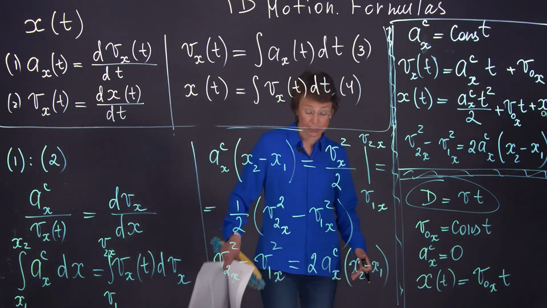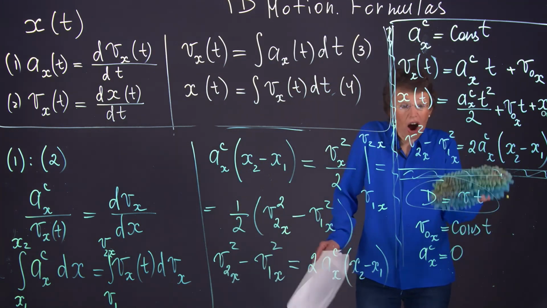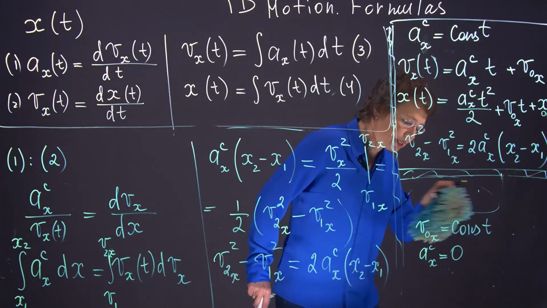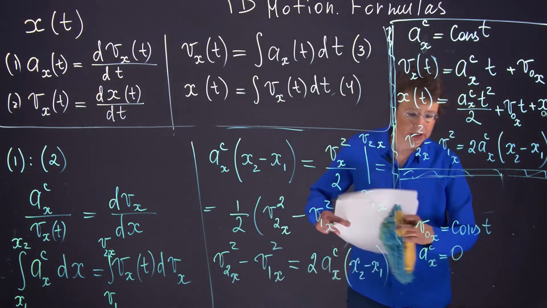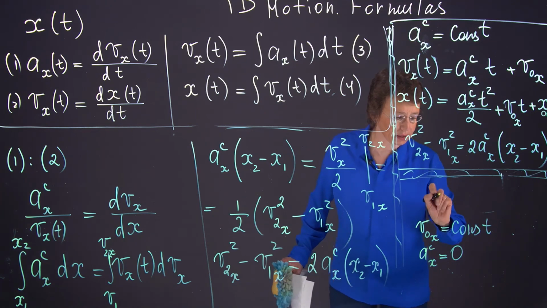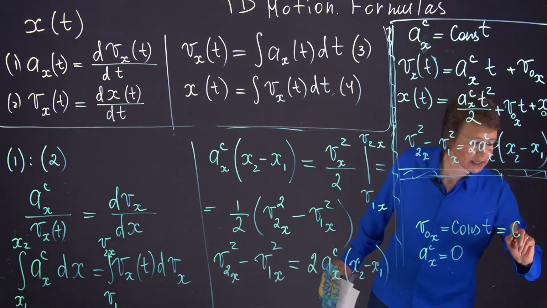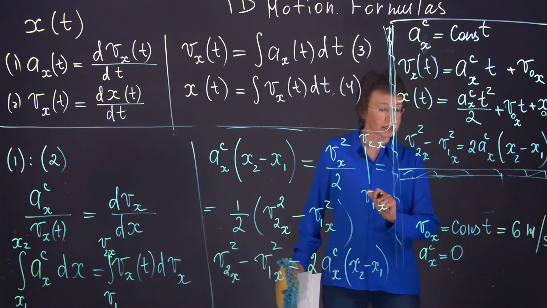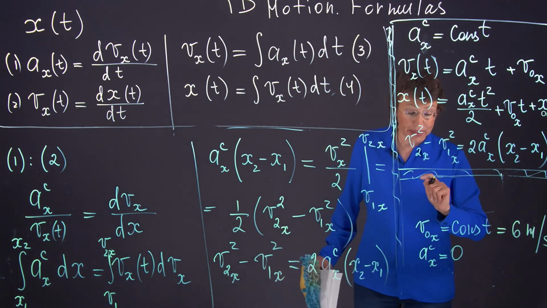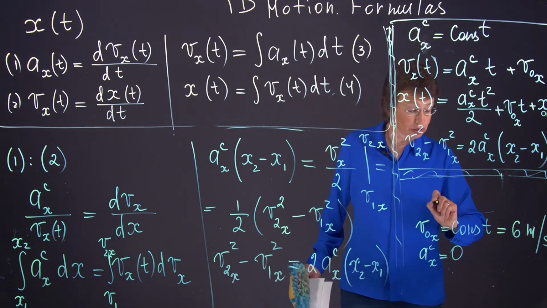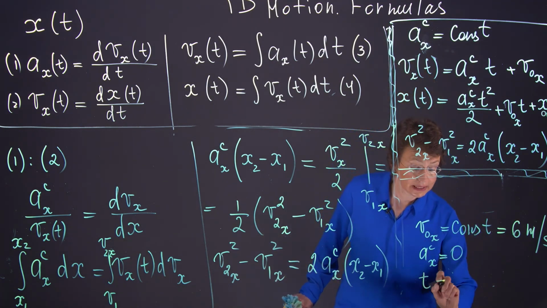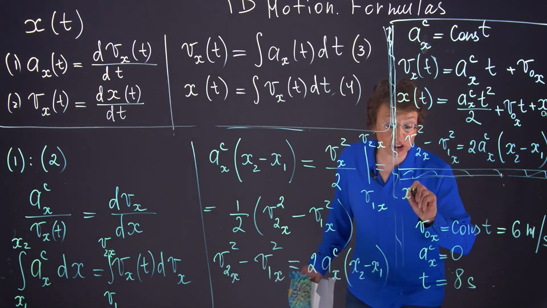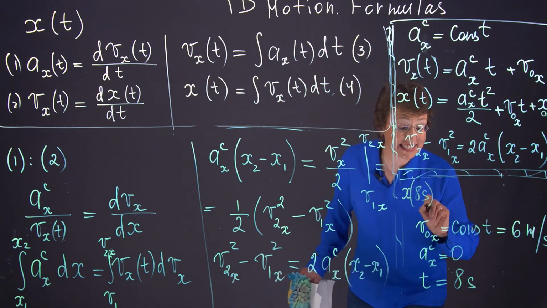Object moves with constant velocity. Imagine that a car, a toy car, is moving with constant velocity that is 6 meters per second. So I'm given that car's velocity is 6 meters per second. Constant velocity means 0 acceleration. And I'm given that the car is moving during the time period, delta t, 8 seconds. I want to find the position of the car at 8 seconds.